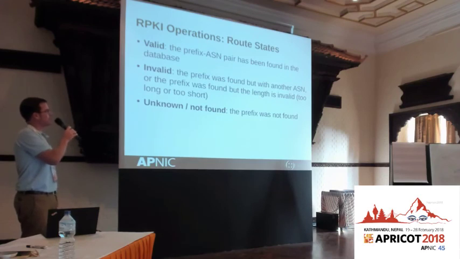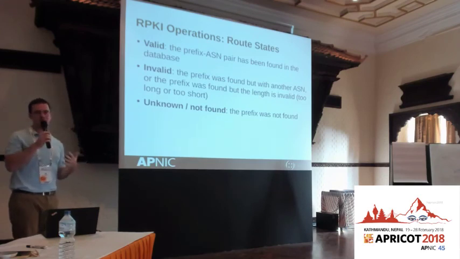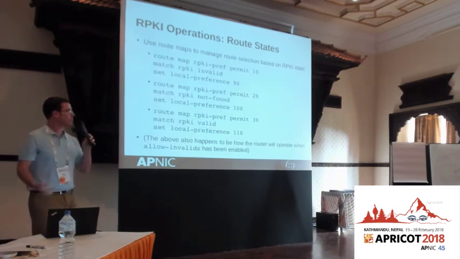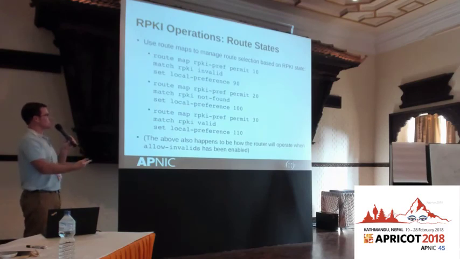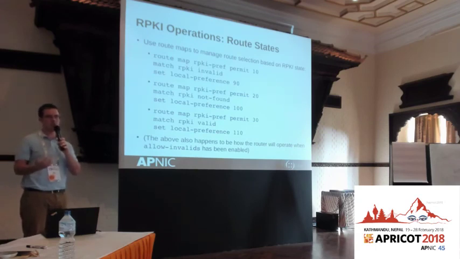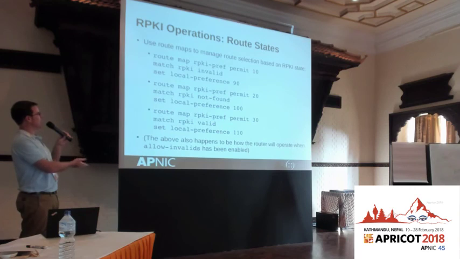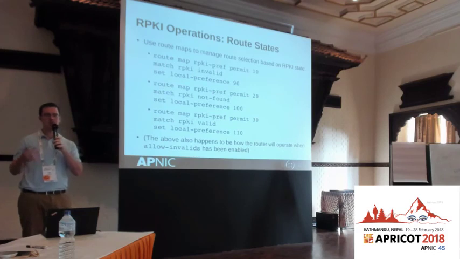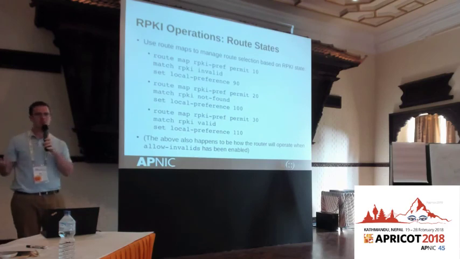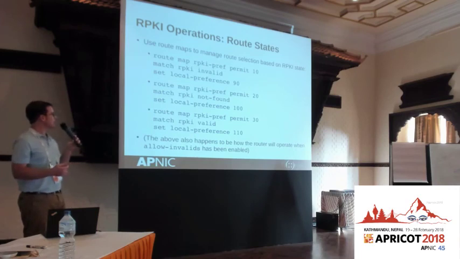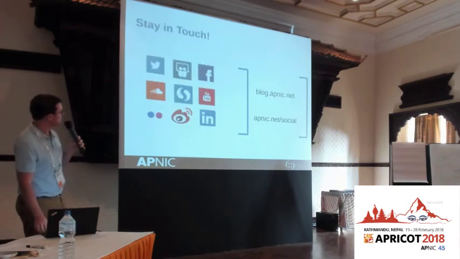Sophia covered off on this already, but there are three states for routes: valid, invalid, and unknown. And probably one of the easiest ways to start here is to use a route map to have that RPKI state influence routing. So the route map directives here give higher preference to valid routes over unknown routes, and higher preference to unknown routes over invalid routes. But of course there are options like dropping invalid routes that some people use. And I think that is it.